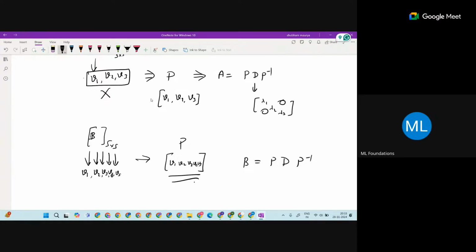Clear? Yes, sir. Regardless of whether the eigenvalues are the same or different, it doesn't matter. If you are able to calculate five independent eigenvectors, then just form P and write this form. That is called diagonalizability. If you are not able to find five, directly say that the matrix is not diagonalizable. That is the only thing.